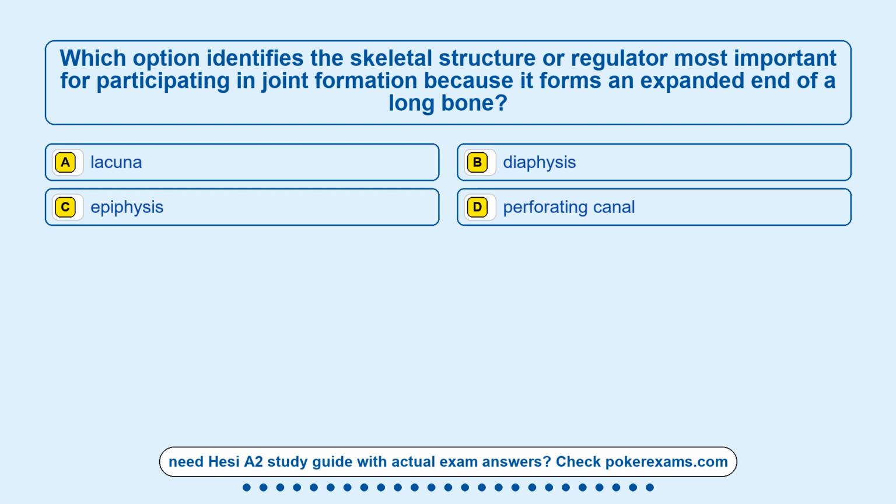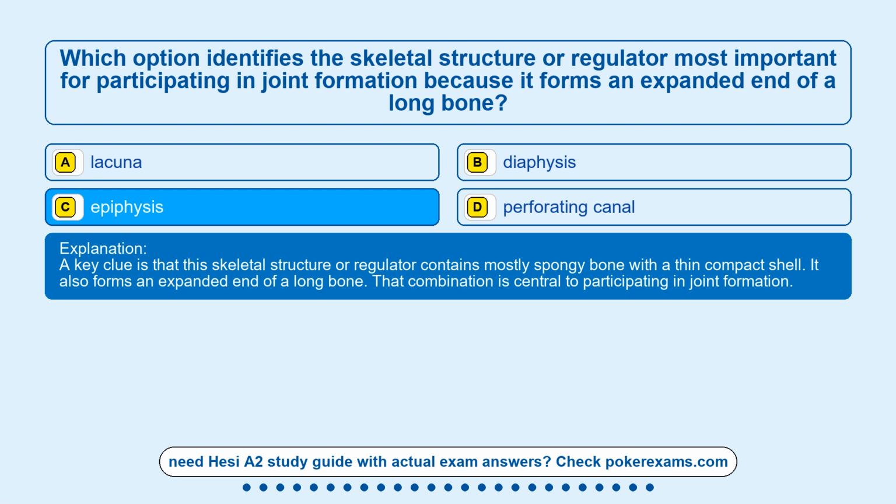Question 5. Which option identifies the skeletal structure or regulator most important for participating in joint formation because it forms an expanded end of a long bone? Option A, lacuna. Option B, diaphysis. Option C, epiphysis. Option D, perforating canal. The correct answer is option C, epiphysis. A key clue is that this skeletal structure or regulator contains mostly spongy bone with a thin compact shell. It also forms an expanded end of a long bone. That combination is central to participating in joint formation.